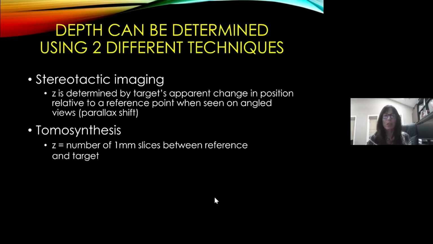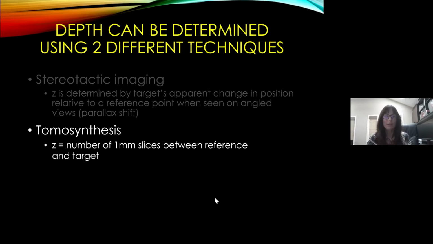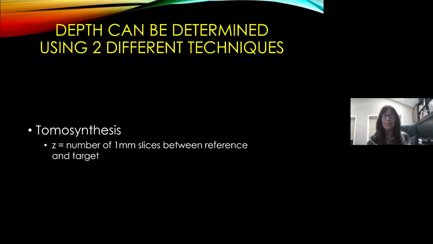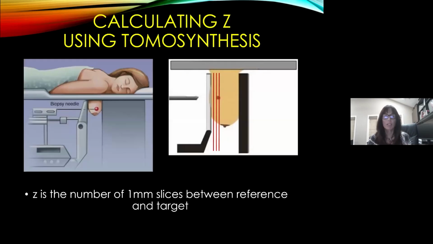Moving along to targeting using tomosynthesis. This is how we identified Z: by the number of 1 millimeter slices between the reference and the target. Here is our patient on a prone stereotactic table, and Z is the number of 1 millimeter slices between the reference and the target. Again, the reference can be at the paddle here at the surface of the breast where the opening is, or at the detector, depending upon the manufacturer.